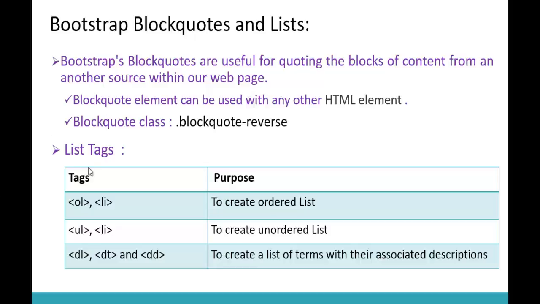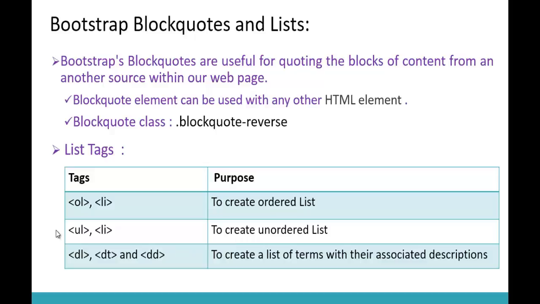Coming to the second part, that is list tags. Here we have OL with the list items, UL with the list items, and DL, DT and DD. Let us work with the first two tags first. Later we'll come to DL, DT and DD. Now, the ordered list: to create an ordered list we have to use these tags.